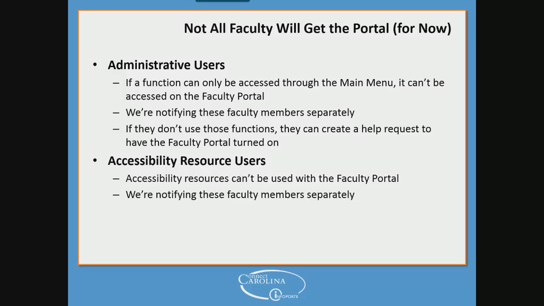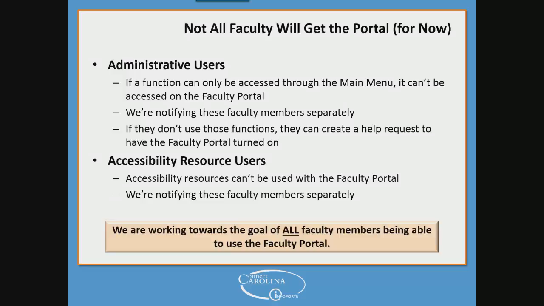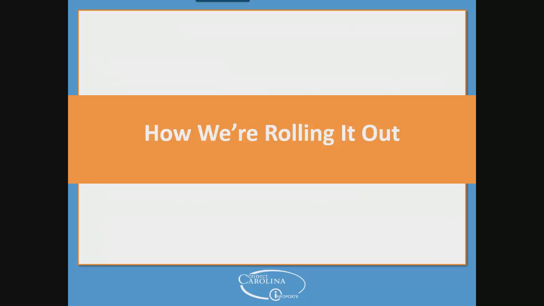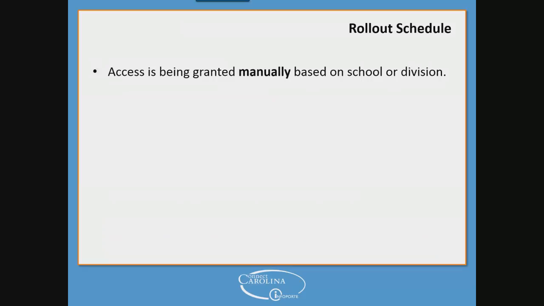The other group is anybody that has the accessibility resources turned on in Connect Carolina. They are not compatible with the faculty portal. And so just like with the administrative users, we are notifying those faculty members separately, and letting them know that right now we can't turn it on. But our goal is that all faculty members will be able to use the faculty portal. So we are working towards that goal. So moving along, talking about the rollout.